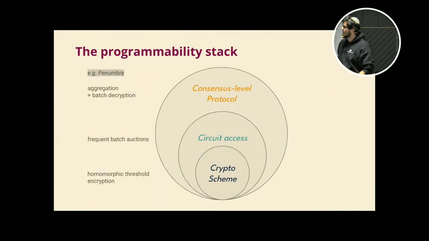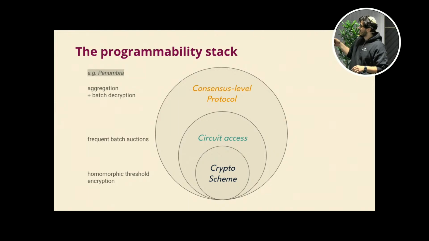And here we have a couple of examples as well. If we think about Penumbra, there is definitely the zero knowledge part here, but there is also a homomorphic threshold encryption that is used when you're aggregating different elements, and this is considered part of the cryptographic scheme.